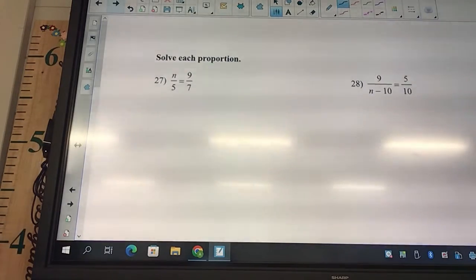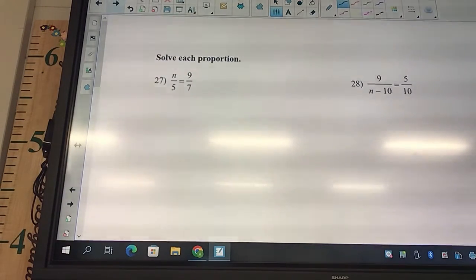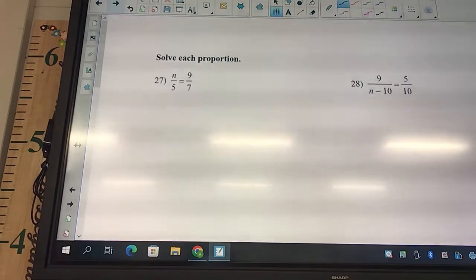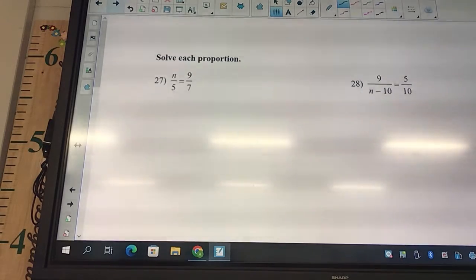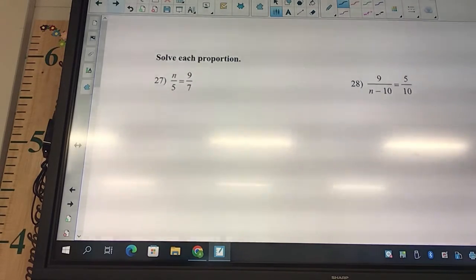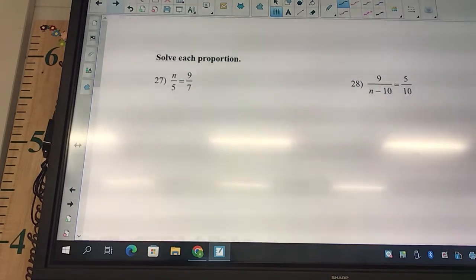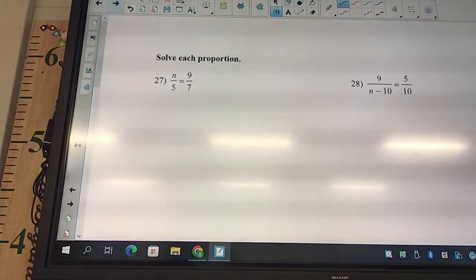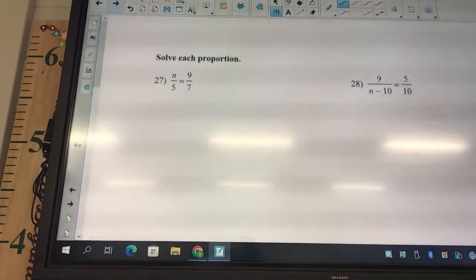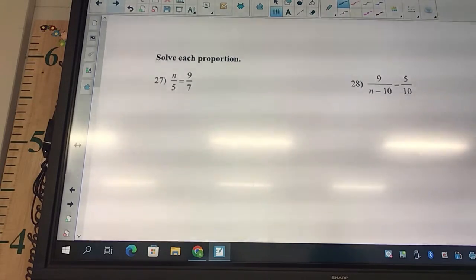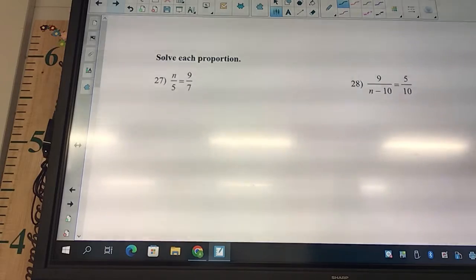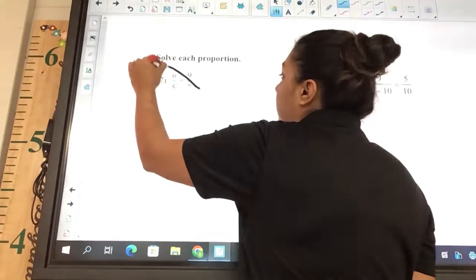Okay, solve each proportion. How do we do proportions? Anybody remember? How do you solve that? It is kind of like the butterfly, okay? What does that mean? It means cross multiply, aka make that butterfly and then divide. And I don't know really how to make the butterfly other than this part.